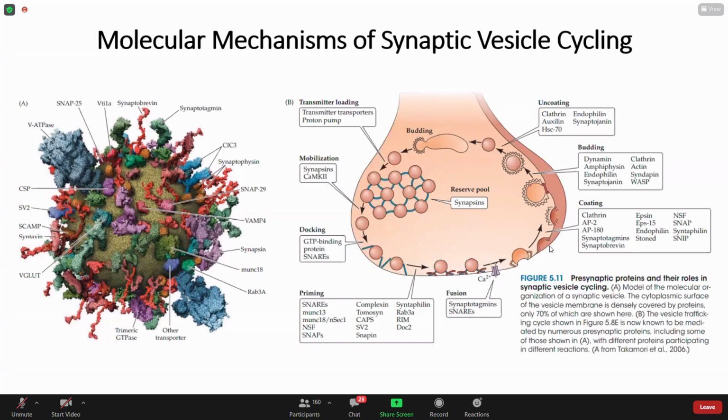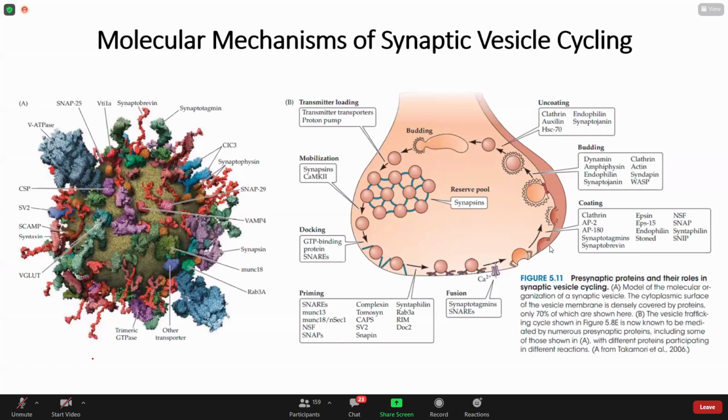Okay, so what you're looking at here, believe it or not, this is a synaptic vesicle, okay? And look at all of these proteins expressed on these synaptic vesicles. Each of these proteins does have important functions when it comes to all the steps of the synaptic vesicle cycle: the docking, the priming, and the fusion of the synaptic vesicle.